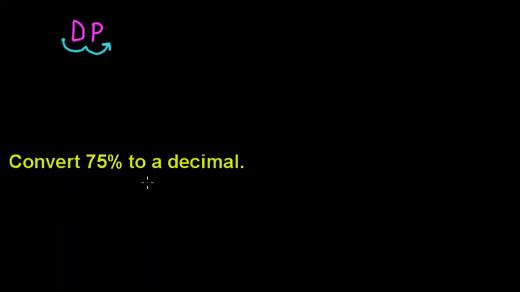Okay, let's look at a couple more examples real quick. Alright, so convert 75% to a decimal. Remember, this percent sign means parts per 100. So let's write this as a fraction. 75 to 100, so that's a ratio, parts per 100.